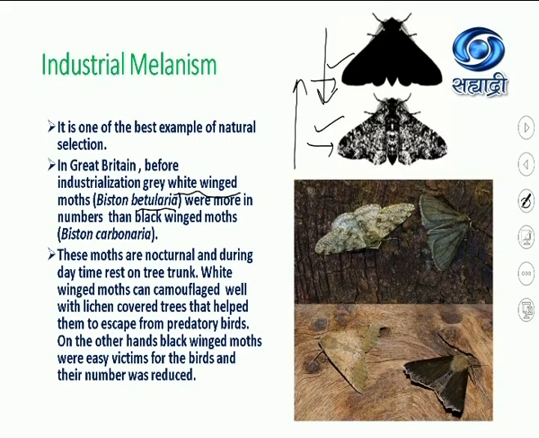But after industrialization, what happened? There was a lot of pollution, a lot of carbon was deposited everywhere. Lichen stopped growing, and in that carbon, these black Biston carbonaria started camouflaging. So when these nocturnal moths rested on the tree trunk and the predatory birds came, they could easily spot the Biston betularia, because they were easily spotted among the carbon. They had these white patches. So the population of Biston carbonaria increased and betularia decreased after industrialization.